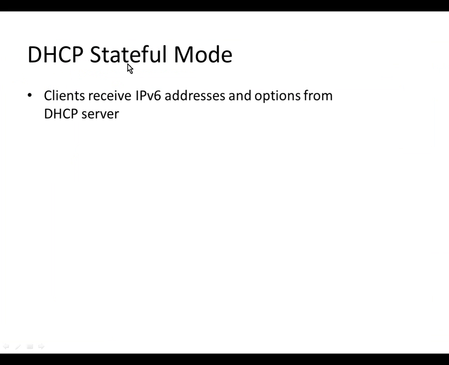The DHCP stateful mode works just like IP version 4. The clients receive the IPv6 address and options from the DHCP server. Nothing new there.